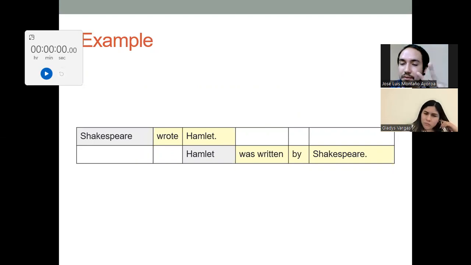Let's read these two examples, please. There are two examples with Shakespeare. Let's read the two of them. Hamlet was written by Shakespeare. And the first one that is up there: Shakespeare wrote Hamlet. Good. So which one is active voice and which one is passive voice, Gladys? What do you say? Which one do you think is active, and what is passive here?